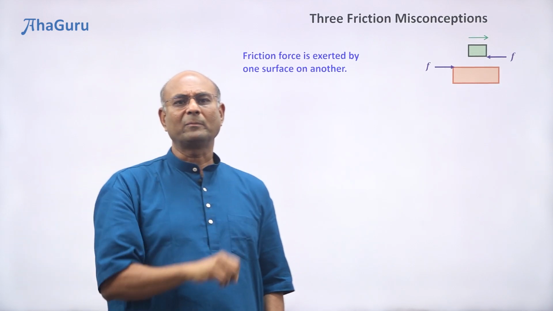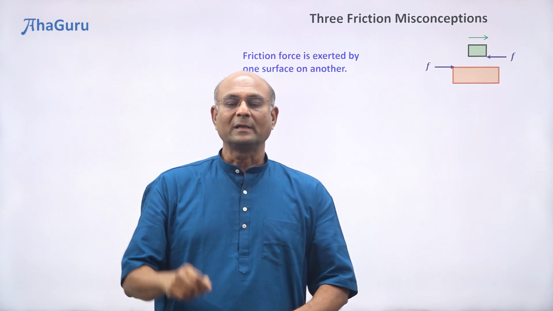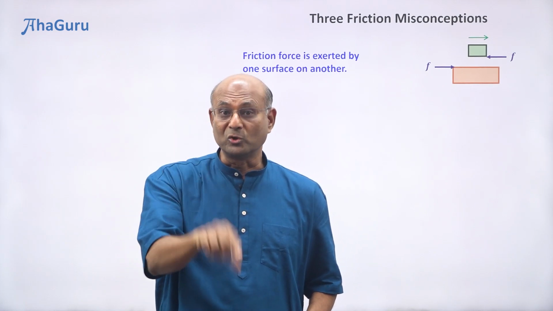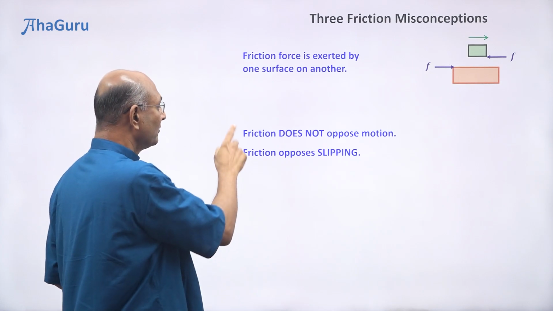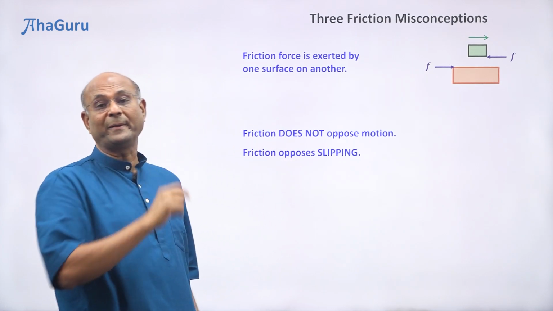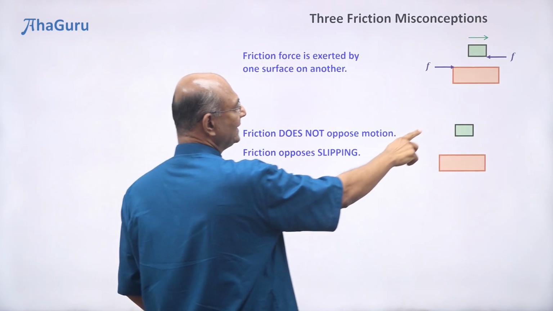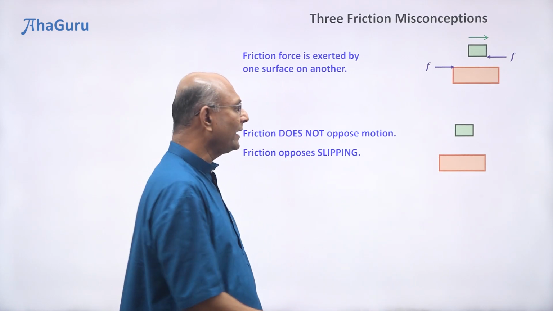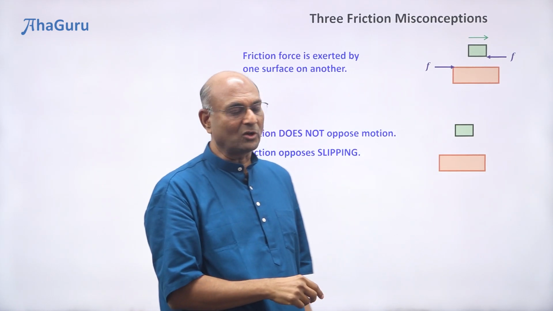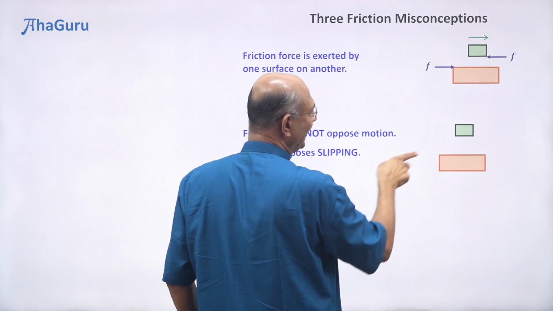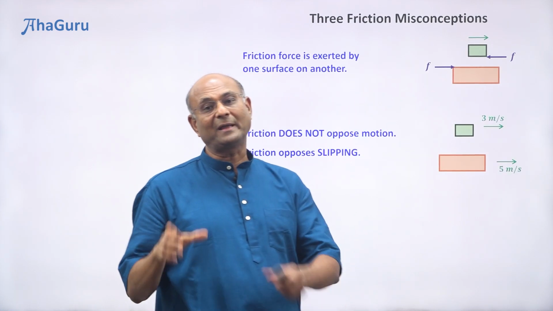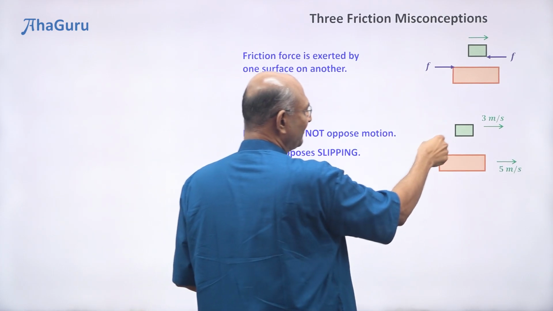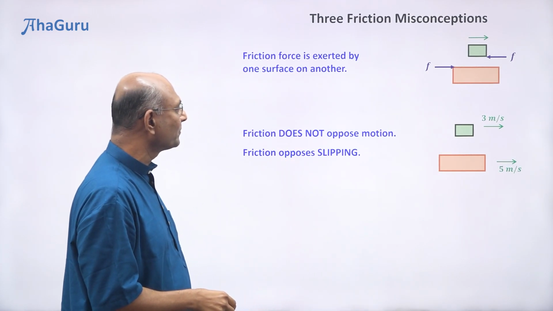The second important point is people always assume that friction opposes motion. This is wrong. Friction does not oppose motion. Friction opposes slipping. What is the difference? Let us say the green block is on top of this orange block. They are both moving to the right. The green block is moving at 3 meters per second. The orange block is moving at 5 meters per second. And the green block is obviously in contact with the orange block.